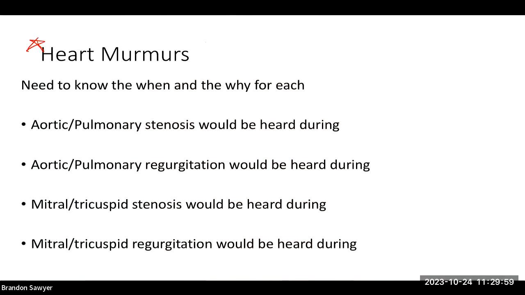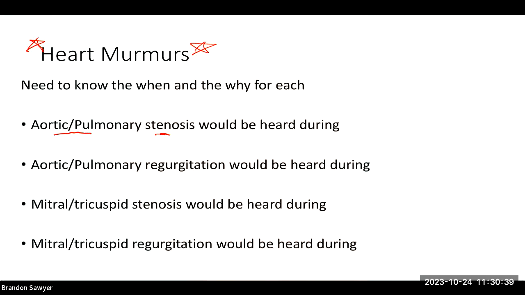So heart murmurs are abnormal heart sounds that you can hear. And the basic ones we'll talk about here are caused either by stenosis or regurgitation. Stenosis really just means that a valve is stiff and it's hard to open up. So the heart has a harder time opening those valves when it should. So blood squeezes through and can make a sound with that. And so when we have aortic or pulmonary stenosis, that would be heard during.